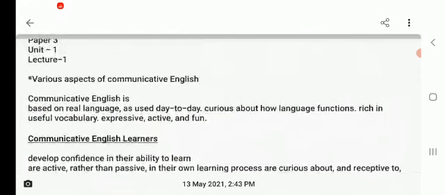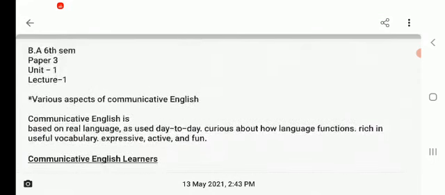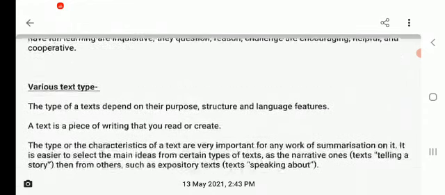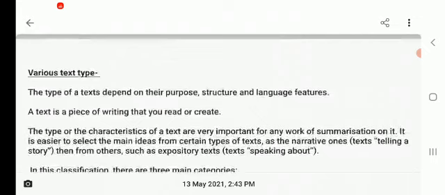Here we are only giving general information about the various aspects of communicative English and its teaching texts. That is, what are the various types of text while writing communication in English? The types of text depend on their purpose, structure, and language features. These are the three basic concepts that have to be kept in mind while you are writing a text.